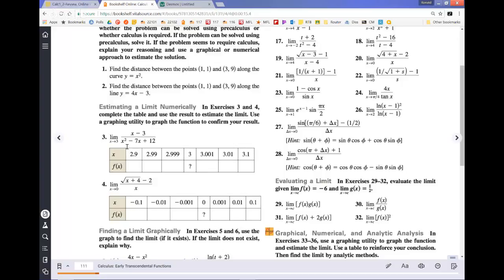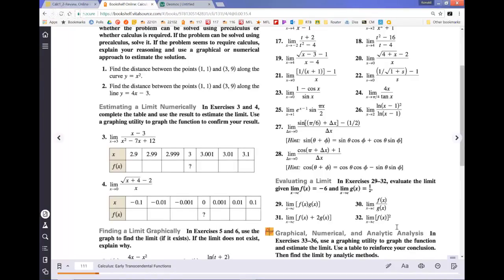And you can't get to 3 because 3 would create a 0 on the top and a 0 on the bottom. 3 minus 3 is 0. 9 minus 21 is what? Negative 12. And so the bottom is 0. So 0 over 0, that's garbage.